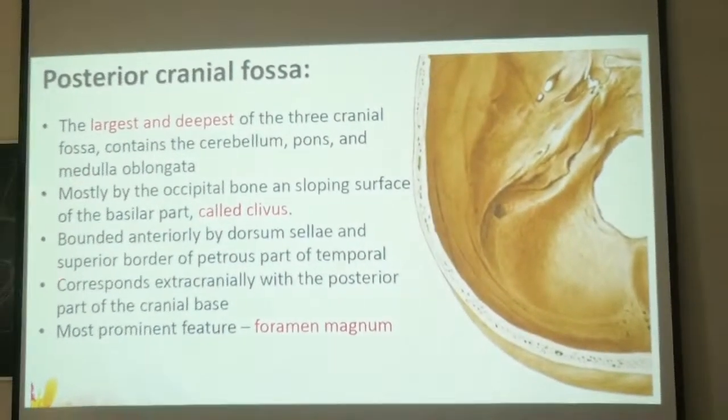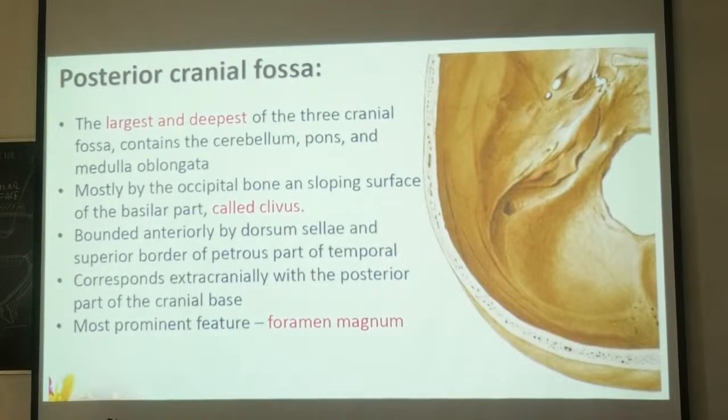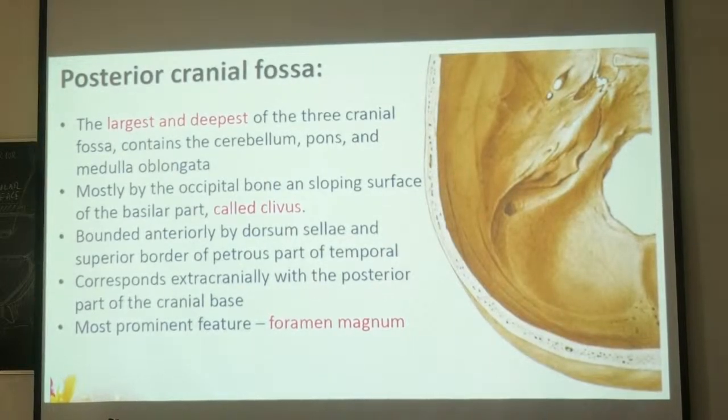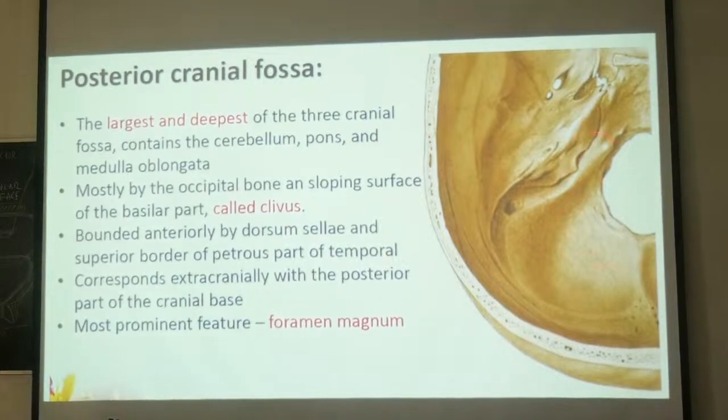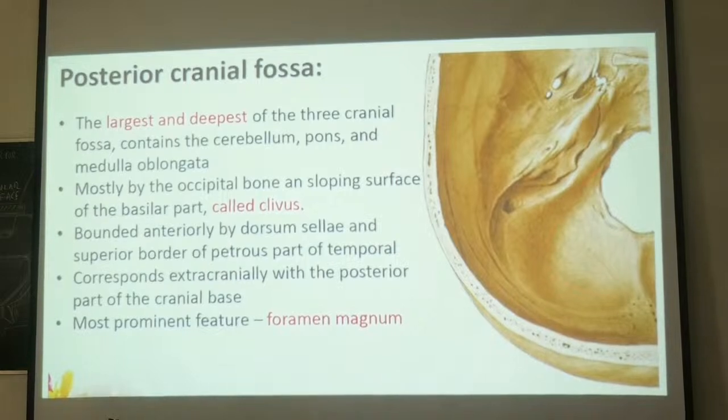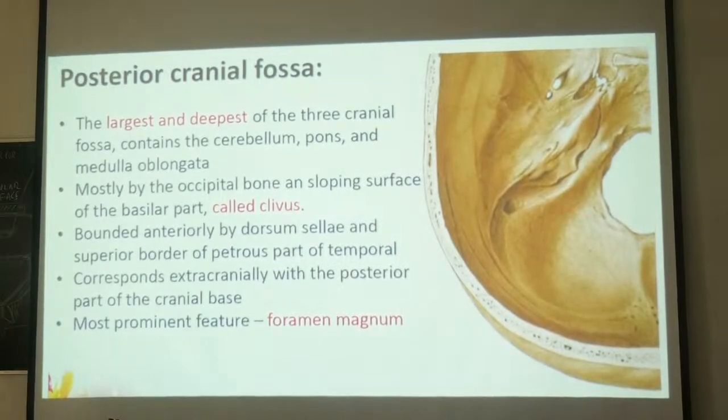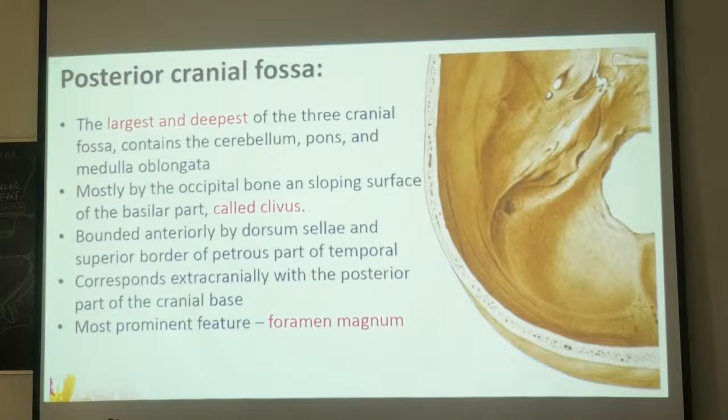Next, what is the boundary of the posterior cranial fossa? Bounded anteriorly by the dorsum sellae, here is the dorsum sellae, and the superior border of the petrous part of the temporal. Here is the superior border of the petrous part of the temporal. It corresponds extracranially with the posterior part of the cranial base. And the most prominent feature is the foramen magnum. This large foramen here within the posterior cranial fossa is the foramen magnum. You have to identify the foramen magnum and the structures passing through it.